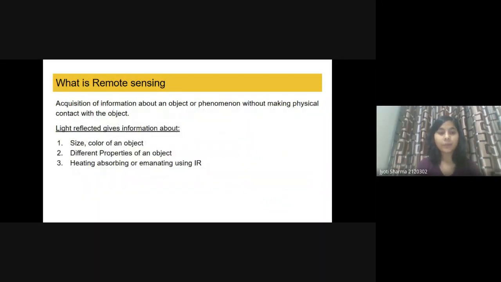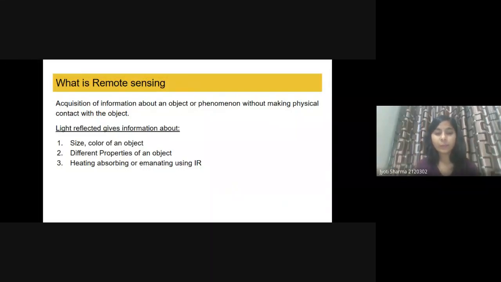Okay, there is a very simple definition of remote sensing once again. This is the acquisition of information about an object or phenomenon without making physical contact with the object. Whatever the reflected light is, it will give information to the sensor, and then the sensor will give information to the antenna, or we will do some kind of processing.